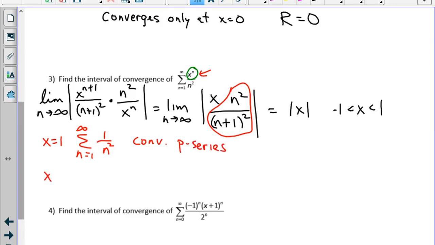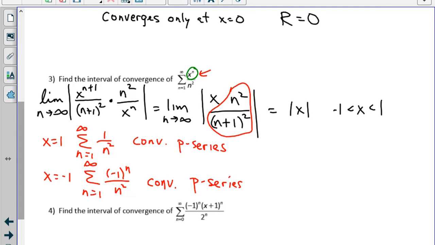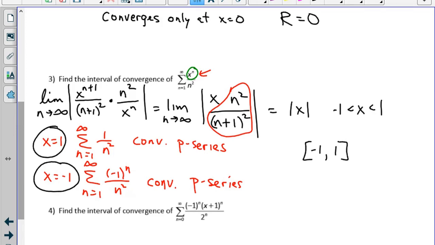So now what if I take x equals -1? I have the sum from n equals 1 to infinity of (-1) to the n over n squared. That converges not only by the p-series, but by the alternating series test it would also converge. And so therefore, both x equals 1 and x equals -1 work. So my interval of convergence is -1 to 1 with brackets, and my radius of convergence is 1.